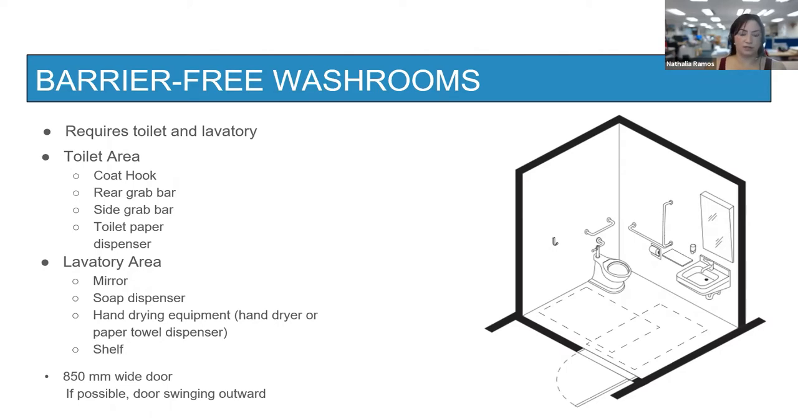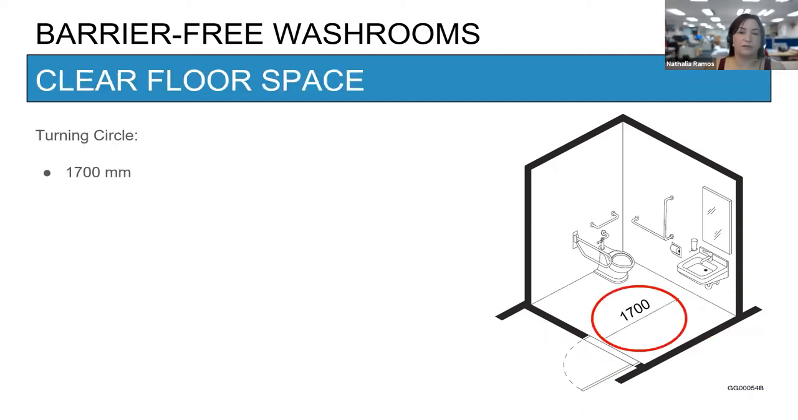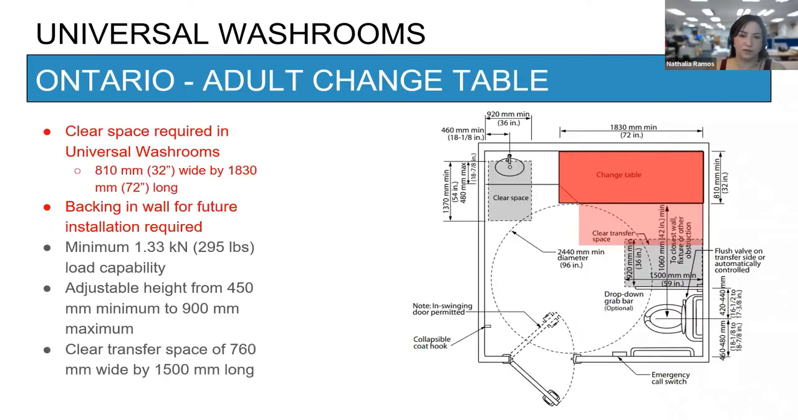The entrance door has to be 850 millimeters wide, if possible always swinging outward. The room size: the minimum internal dimension cannot be less than 1700 millimeters. The clear floor space: you have to have inside the room a clear floor space of a turning circle of 1700 millimeters.